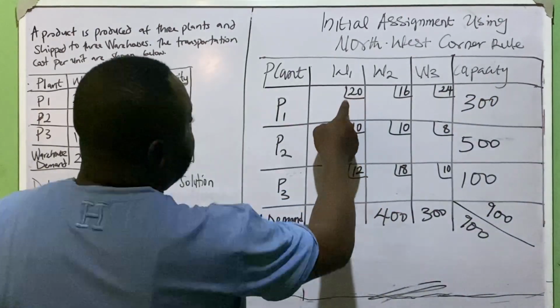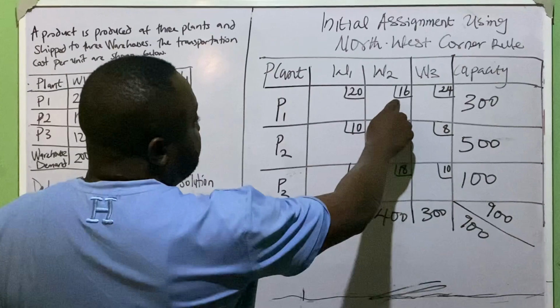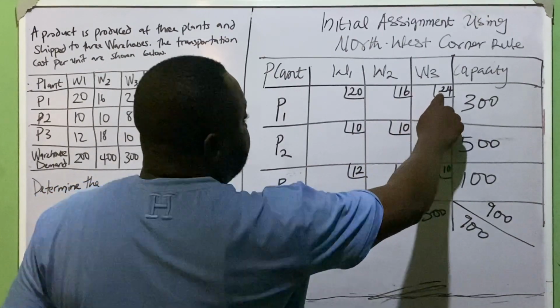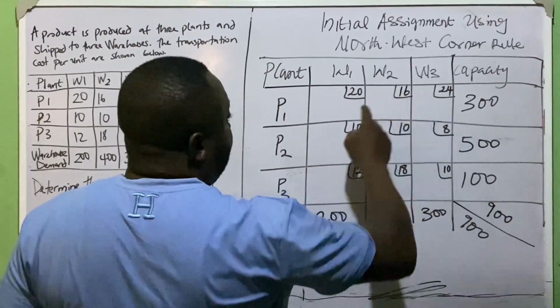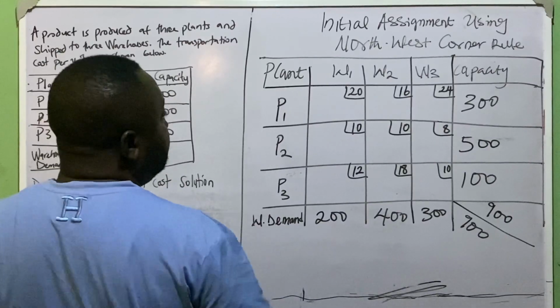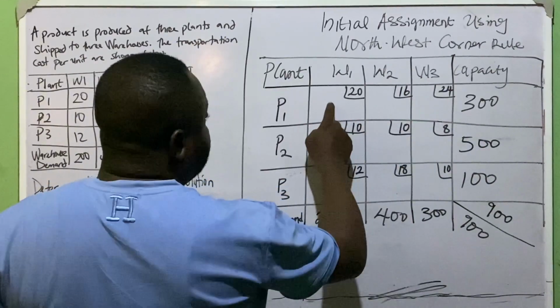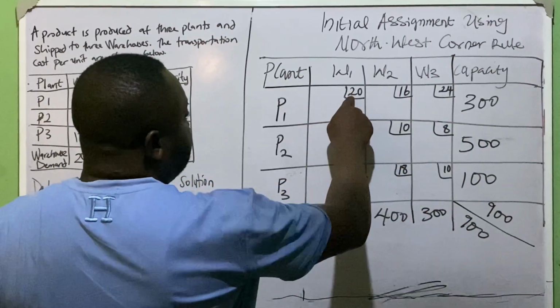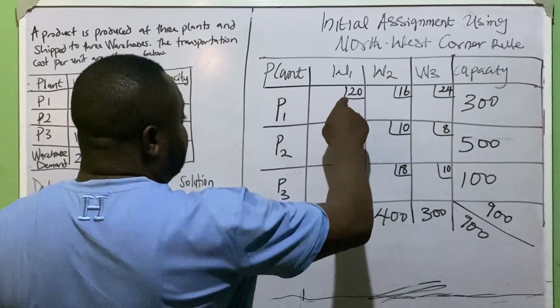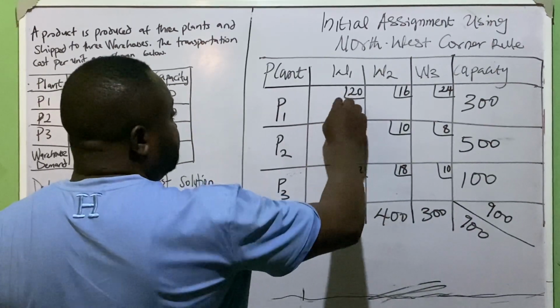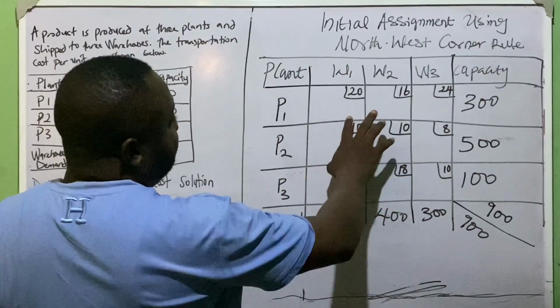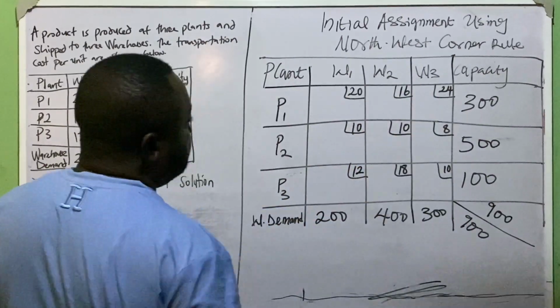By way of interpretation, the values enclosed in the top right side of the cells are the unit costs of transportation. So if we move any good from here to this cell, it means that the unit price of transporting that particular quantity is 20 naira per unit, and the same explanation goes for all these ones.